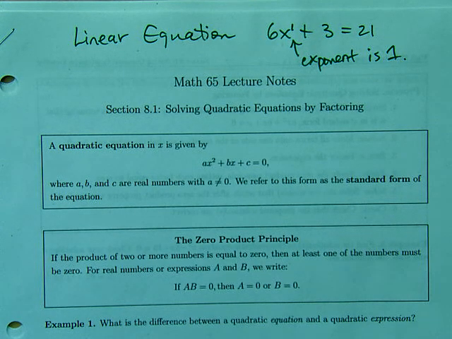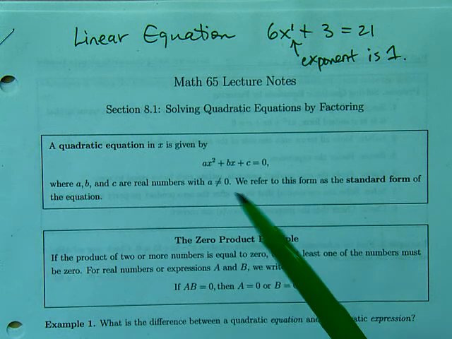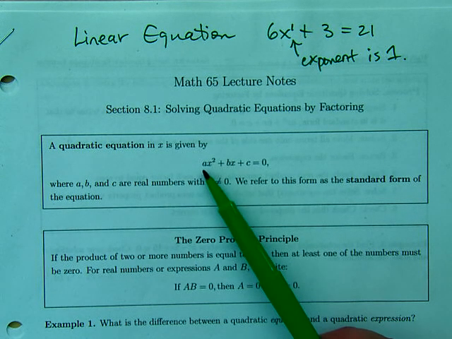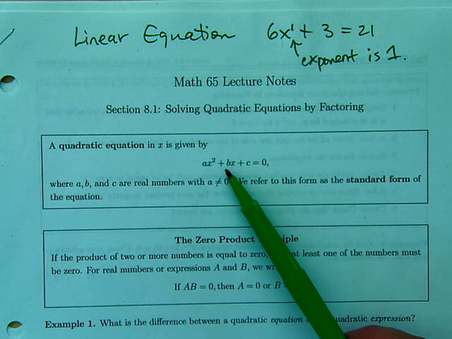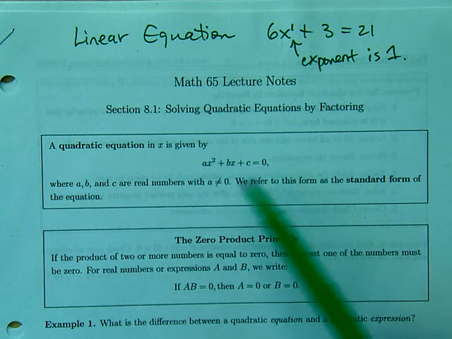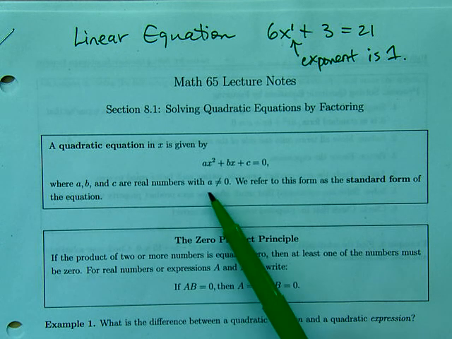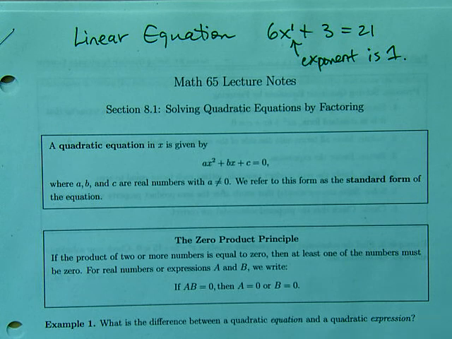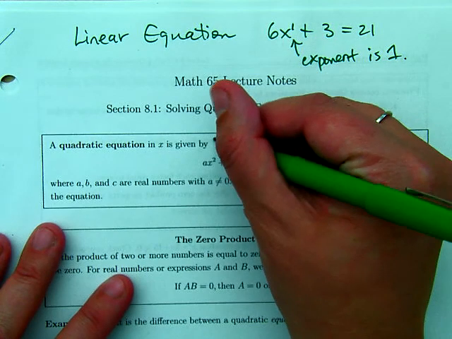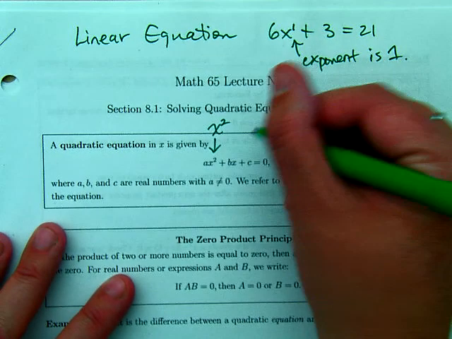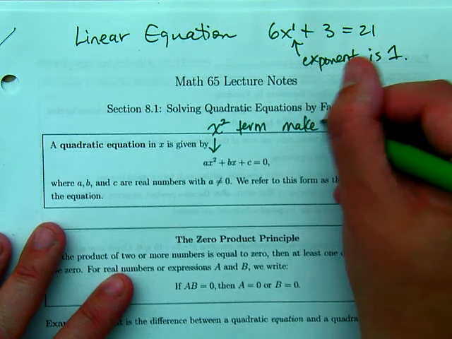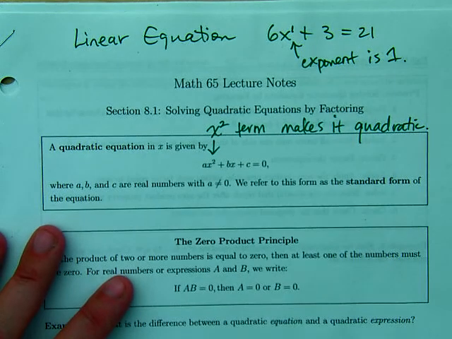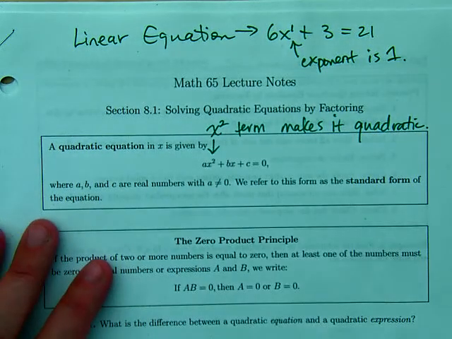Well, the problem when we solve quadratic equations is that we have x's in multiple places. So this is an example of what a quadratic equation looks like. It has ax squared plus bx plus c equals 0, where a, b, and c are real numbers. Why can't a equal 0? Well, if a equals 0, you wouldn't have an x squared, so it wouldn't be quadratic anymore. So the fact that it has this x squared term makes it a quadratic. That's just the name of it, just like we call this linear, okay?